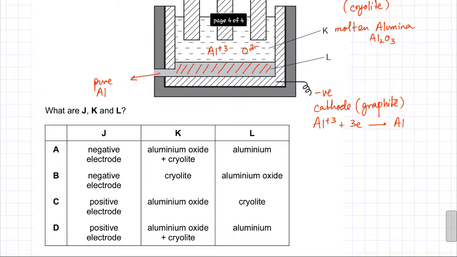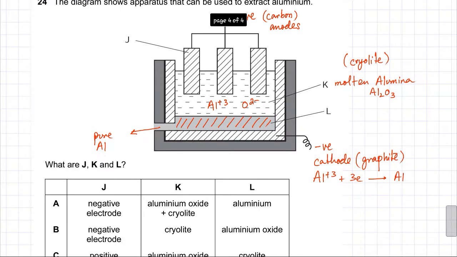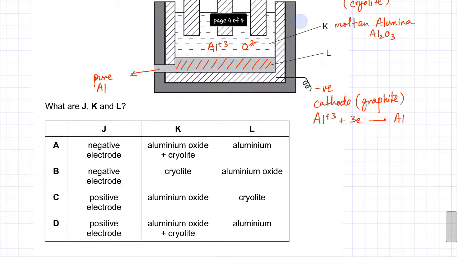Now we're going to try and answer the question. The question is about the alphabets J, K, and L. We need to figure out what J, K, and L are. J, remember, is your positive terminal. It's your carbon anode. So J is not the negative electrode, it is the positive electrode. So it's either going to be option C or it's going to be option D.